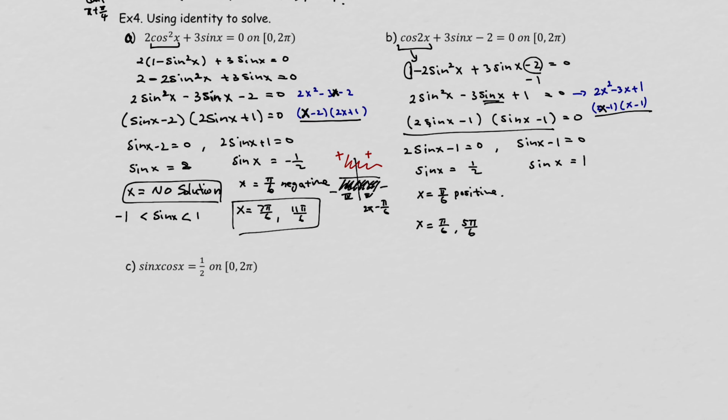And this one right here means which angle gives you sine value 1, right? Sine is y value, so that will be 90 degrees, which is pi over 2. So that will be the solutions.